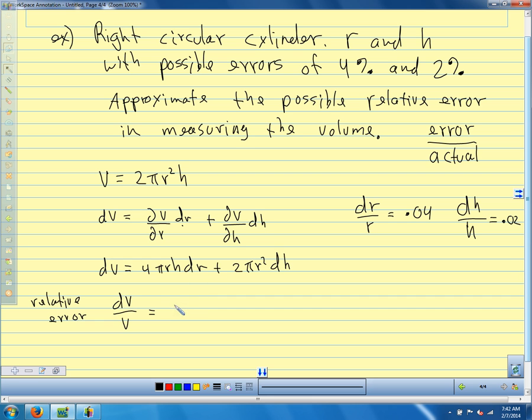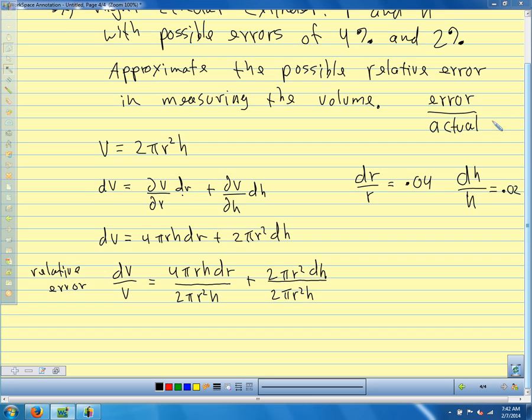So that's this quantity, 4 pi r h dr over the actual volume, 2 pi r squared h, plus 2 pi r squared dH over the volume, 2 pi r squared h. That's our relative error. And let's see. Okay, so we're good.